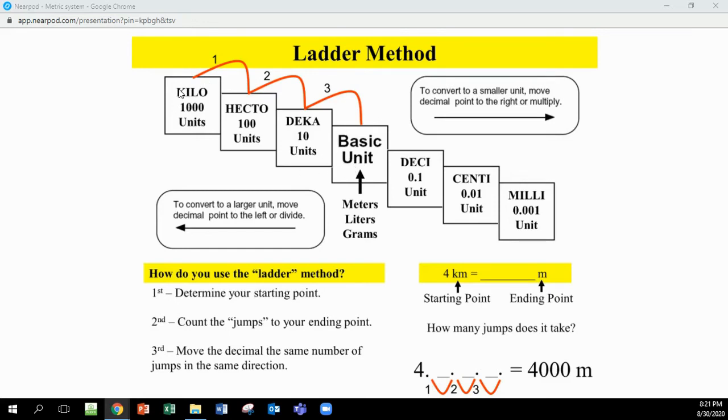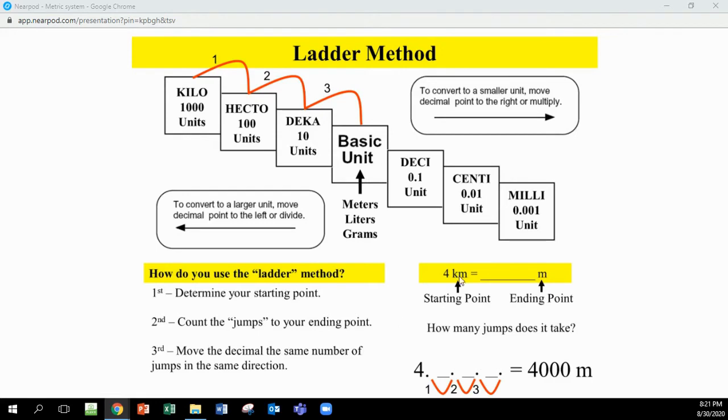If you want to move from kilo to deci, how many spots are you going to move? 1, 2, 3, 4. So you're going to move your decimal 4 spots to the right. If you're going from deci to kilo, you're still going to move your decimal 4 spots, but now you're going to move it in the other direction. So the ladder method says you're going to determine your starting point, count how many jumps you have till your ending point, and move the decimal the same number of jumps.